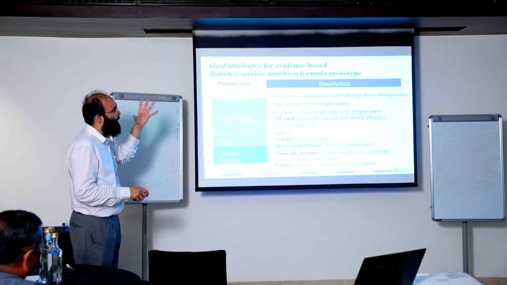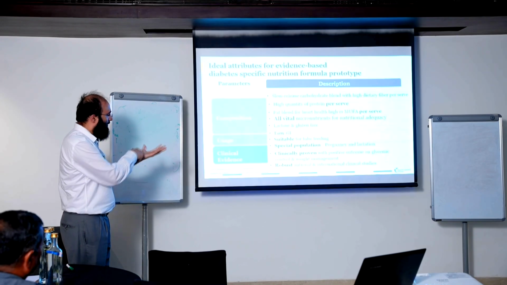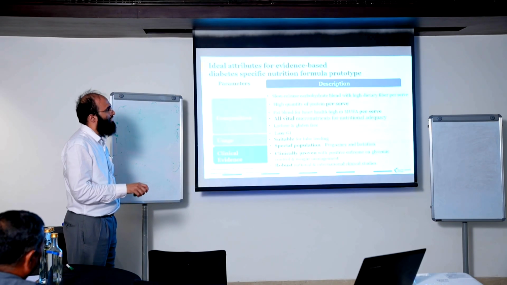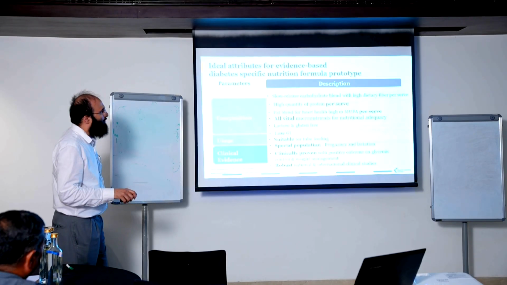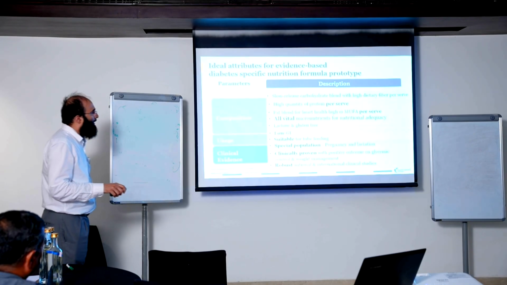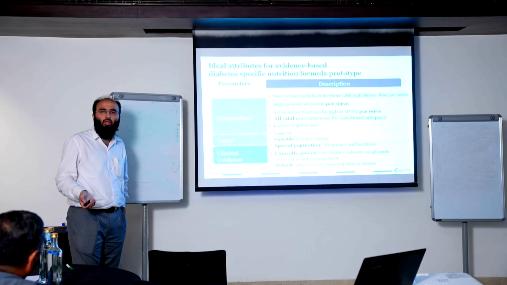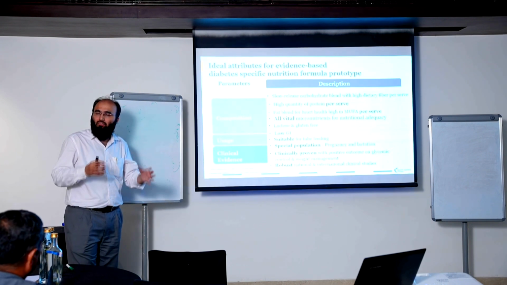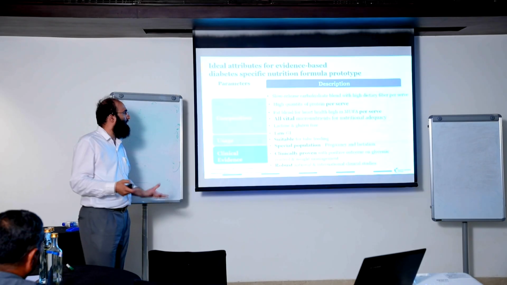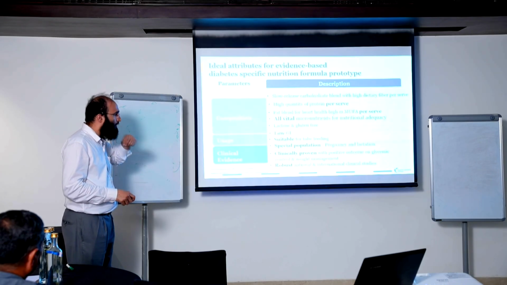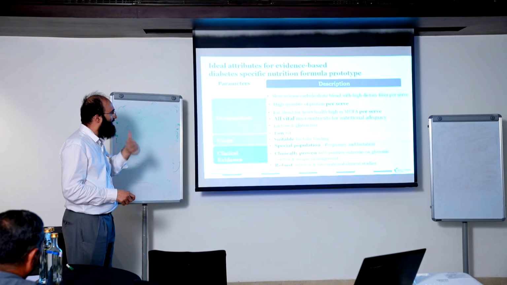High quantity of protein per serve. How much is the protein? Size of your palm. A fat blend for heart health, high in MUFA per serve. All vital micronutrients for nutritional adequacy, and lactose and gluten free. If your patient is intolerant to it, there's no point in giving the world's best formula to your patient. It should have a low GI and should be suitable for tube feeding also, if your patient is on a mild tube feed.